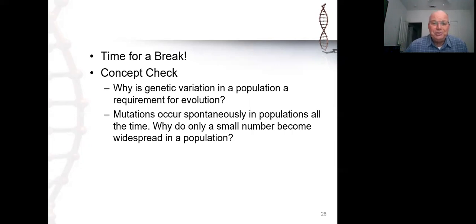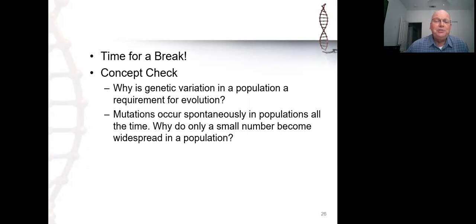The only mutations that could potentially have an effect are those that occur in the germ cells. Of those mutations, most are going to be neutral, some are going to be lethal, which means they will get eliminated from the population very quickly because of their lethal nature. Only a small number are going to be beneficial, and only those will have the potential to become more widespread in the population due to sexual reproduction and natural selection.